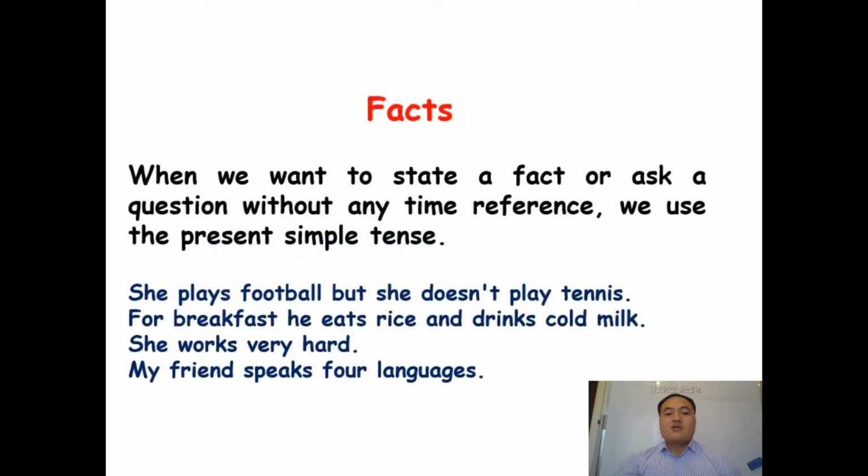Okay. So, as I said, you need the present simple tense to describe the facts. So, what kind of facts? For instance, she plays football, but she doesn't play tennis. Okay. For breakfast, he eats rice only and drinks cold milk. And also, she works very hard. Okay, that's a fact. My friend speaks 4 languages. Okay, all these, as I put as an example, are all facts. For instance, the president of Kazakhstan is Kassym-Jomart Tokayev. It's a fact.